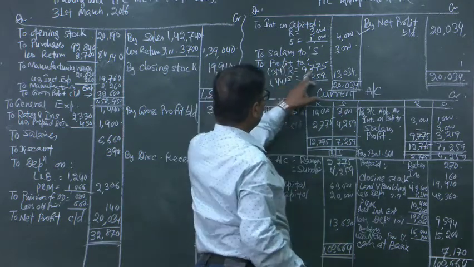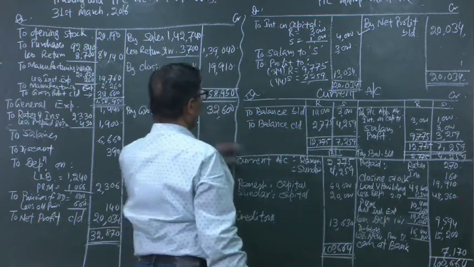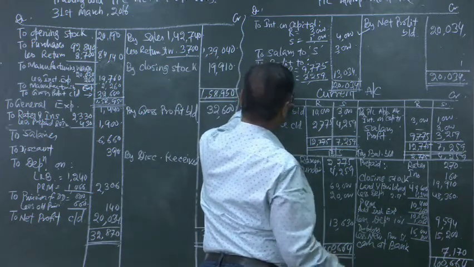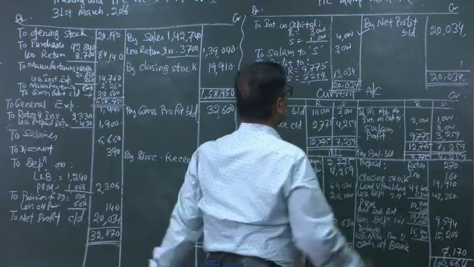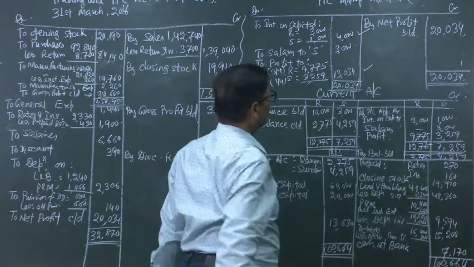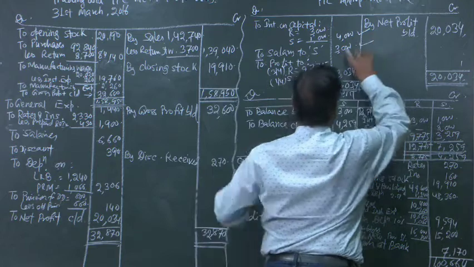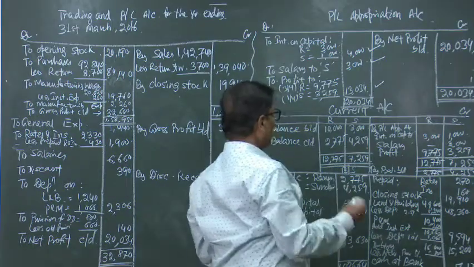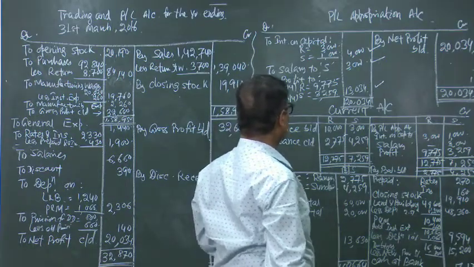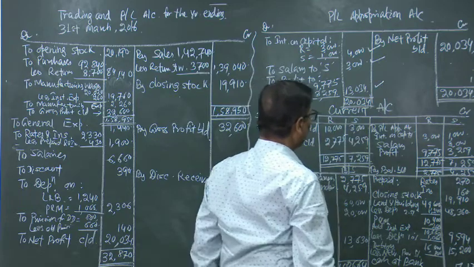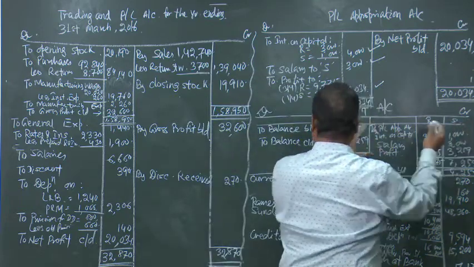3/4 to Ramesh, that is 9,775, 1/4 to Sundar, that is 3,259. In this way the profit has been distributed. Now, salary is also taken. So, what is the remaining part of it? The current account will be credited with the credit balance brought down, but here there is a debit balance.